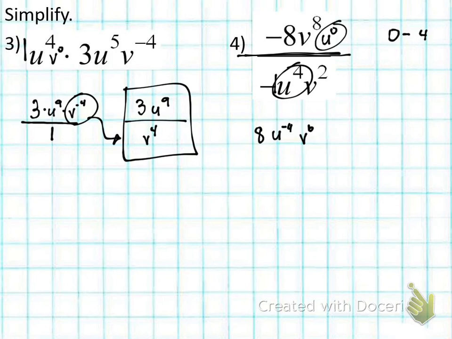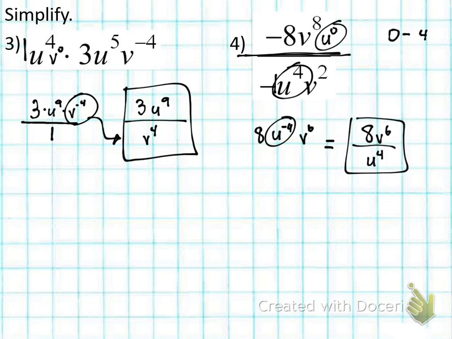That's our answer, right? Is that my final answer? No. What do we not like about this answer? The negative exponent on negative 4, right? So we want to move that to the denominator, so you're going to rewrite this as 8v to the 6th power. These stay on the numerator, and then u to the 4th in the denominator. Make sense?